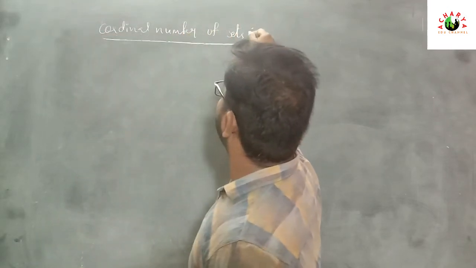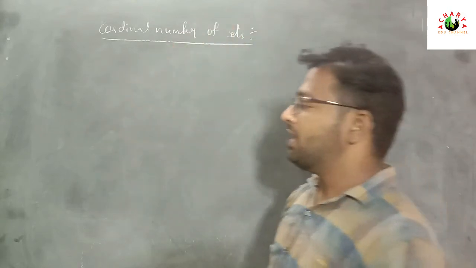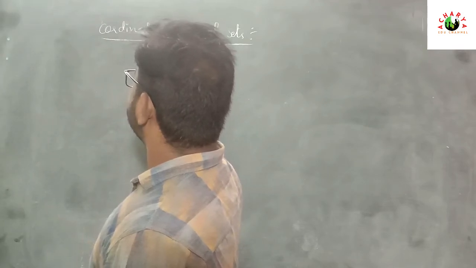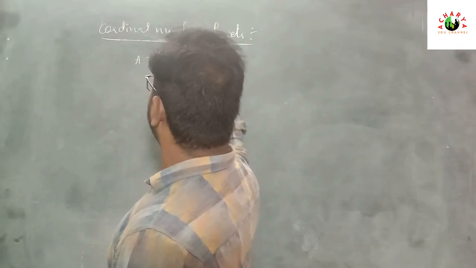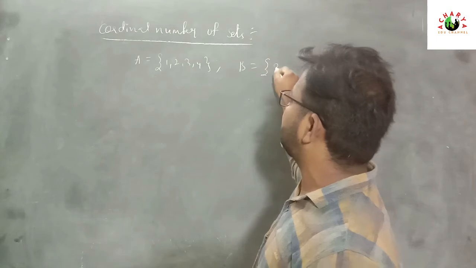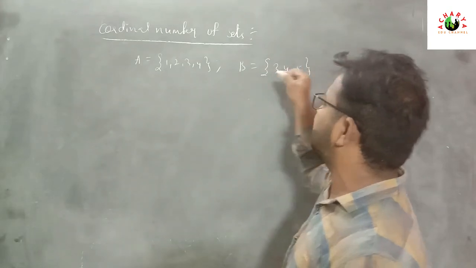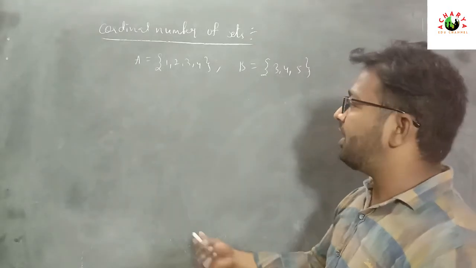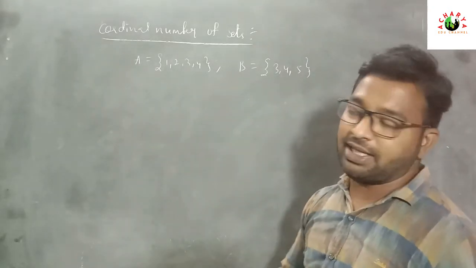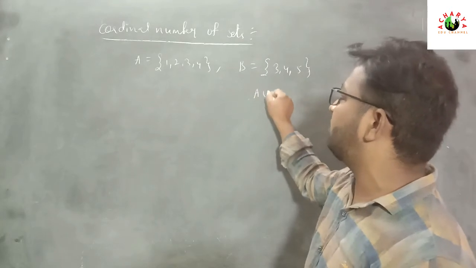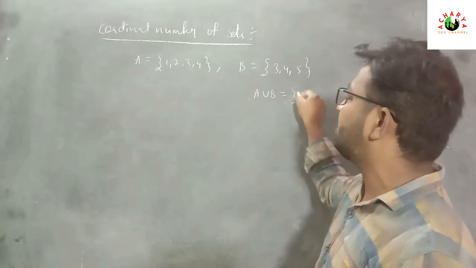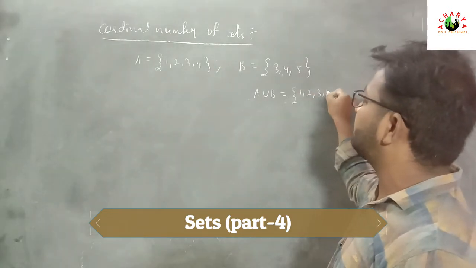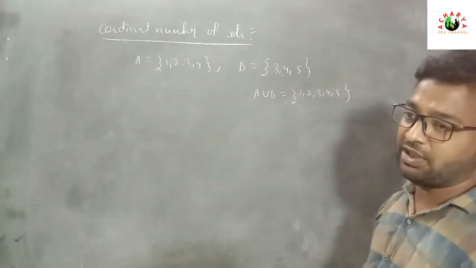Cardinal number of sets. Here, for example, A is equal to {1, 2, 3, 4} and B is equal to {3, 4, 5}. Just now we have discussed A intersection B, A union B and A minus B. For example, A union B is what? The combined elements of two sets: 1, 2, 3, 4, 5.